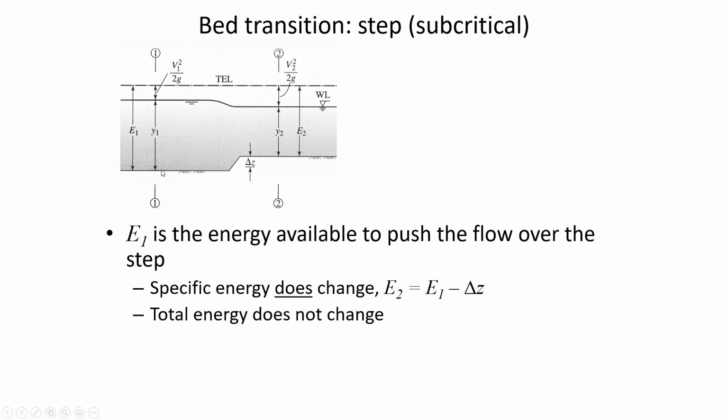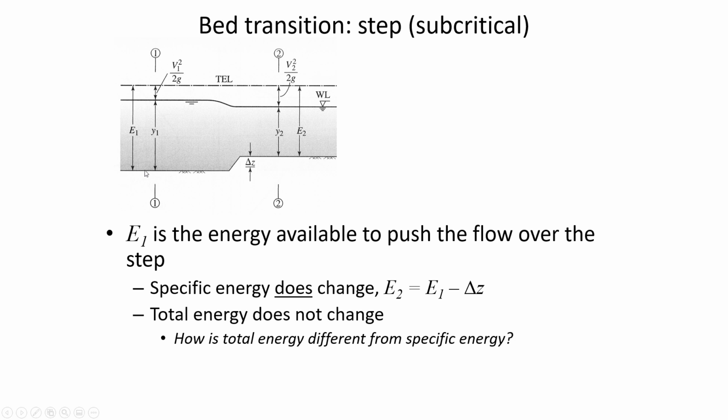The total energy doesn't change, but the total energy isn't measured according to the bottom of the channel. But the specific energy does change. Remember that the difference between total energy and specific energy is that total energy takes into account the velocity head, and so there's more velocity downstream. And also, if you're measuring all of the energy, you're measuring it according to a horizontal datum rather than just according to the channel bottom.